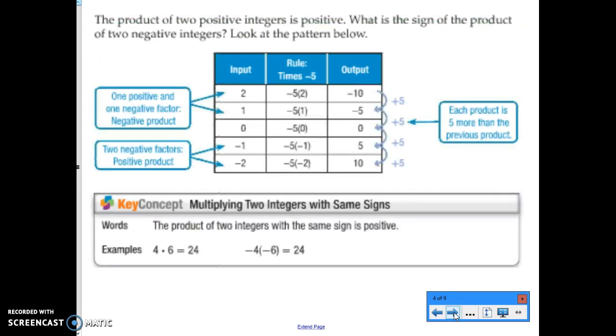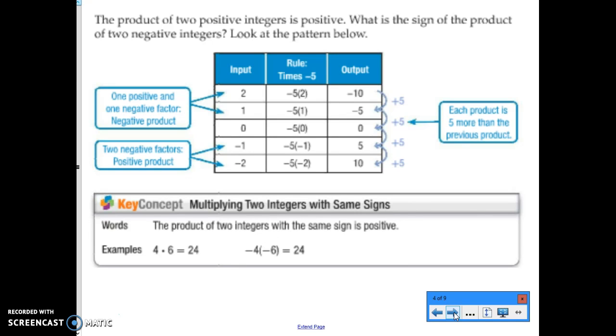On the next page it says the product of two integers is positive. What is the sign of the product of two negative integers? It says look at the pattern below. So here we've got our input. Our rule is times negative 5. So whatever input we're going to put in there, we're going to multiply it by negative 5.